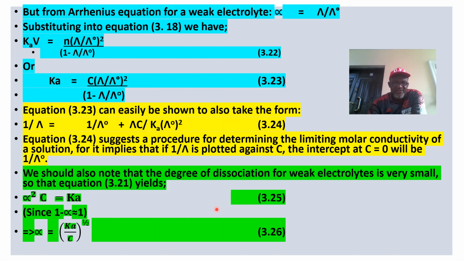If you look at that, it means that we can plot a graph of 1/lambda against concentration, and then we'll get our intercepts, which of course we can from there calculate the molar conductivity at infinite dilution. So it is from this equation that we got those graphs we had in the last section, where molar conductivity for strong electrolytes can be extrapolated, but for weak electrolytes cannot be extrapolated.